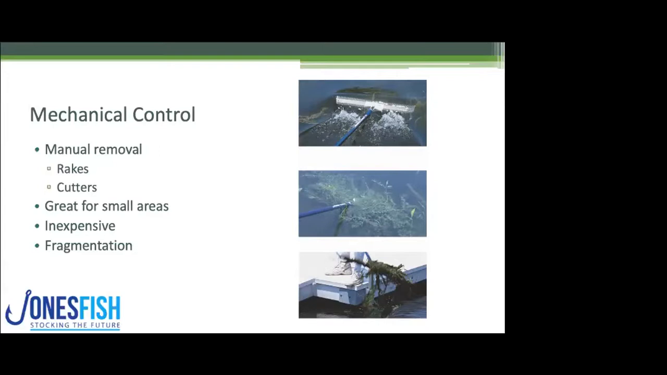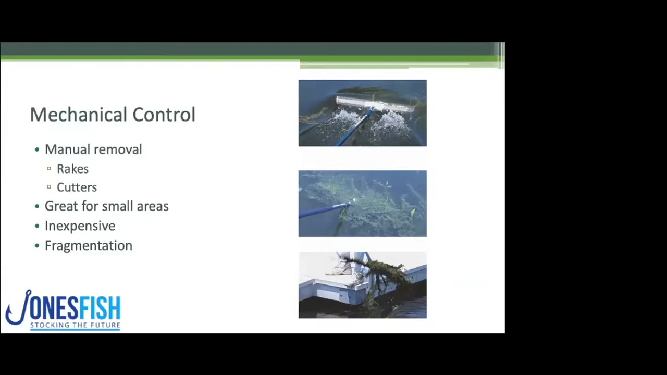We sell a whole line of different types depending on what species you're trying to remove, whether it's something you're throwing to the bottom and physically cutting, or something with a blade that you can ride on the surface and cut cattails and things like that. So there are quite a few different options. It's really good for small little areas, especially if you have a dock area.